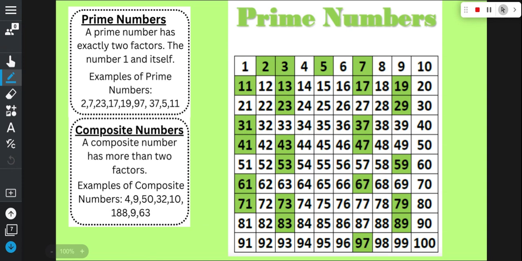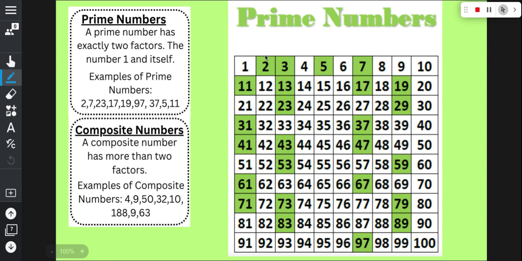Prime numbers and composites is the next skill. I like to think of these as the vowels and consonants of numbers. In letters, we have way more consonants than we do vowels. That's kind of the same case with our 2 types of numbers. We have composite numbers, and there are way more composite numbers. And then we have prime numbers. A prime number only has factors of 1 and itself. So all the green ones on this chart are the prime numbers for the first 100 numbers.